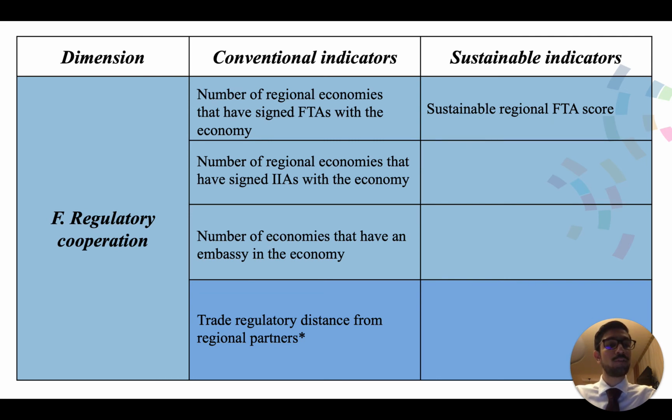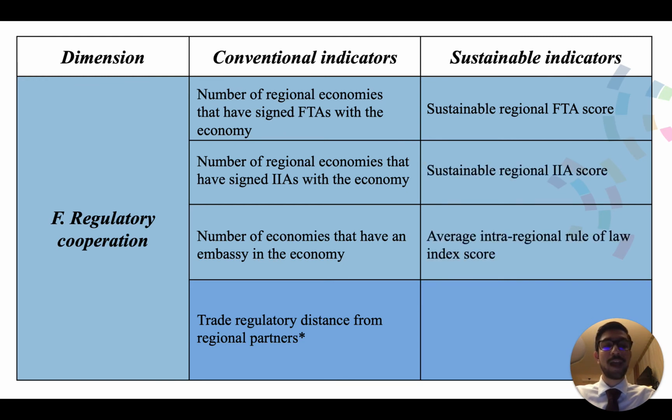Furthermore, the quality of domestic legal institutions and risk of crime is considered to capture sustainable regulatory cooperation, as stronger institutions are more likely to promote more socially equitable outcomes from regional integration. These relate closely to SDGs 16 and 10. Regulatory harmonization focused on meeting SDGs is also considered.